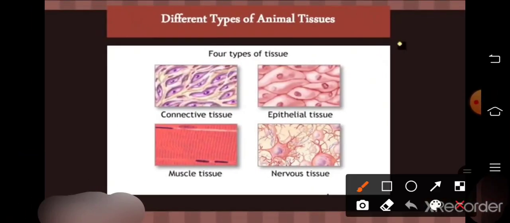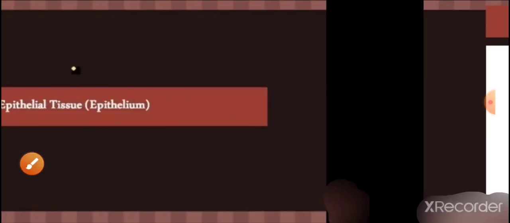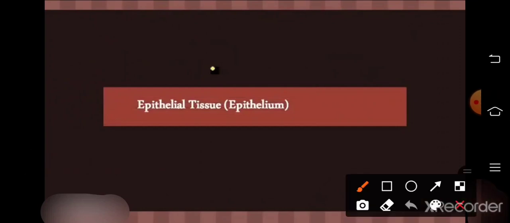Now, different types of animal tissue. There are four types of animal tissue: connective tissue, epithelial tissue, nervous tissue, muscle tissue. So let's start one by one. First of all, epithelial tissue, sometimes called epithelium.